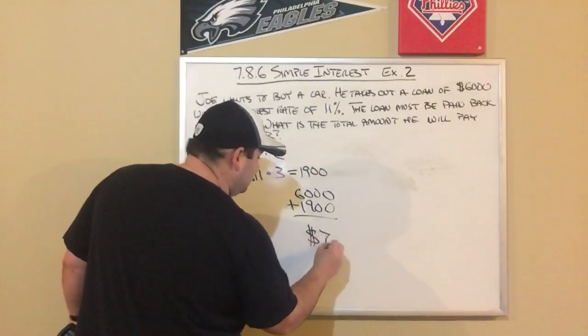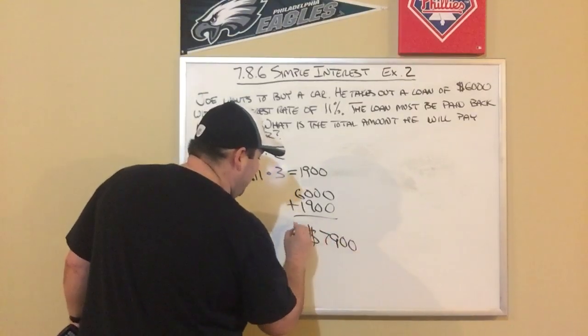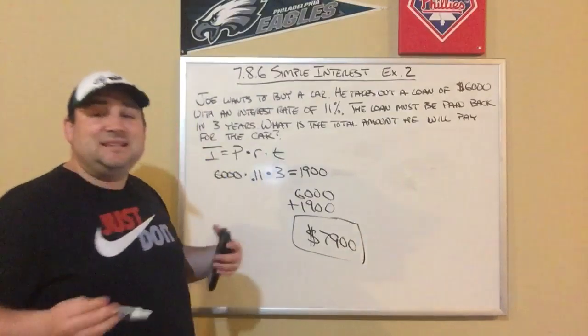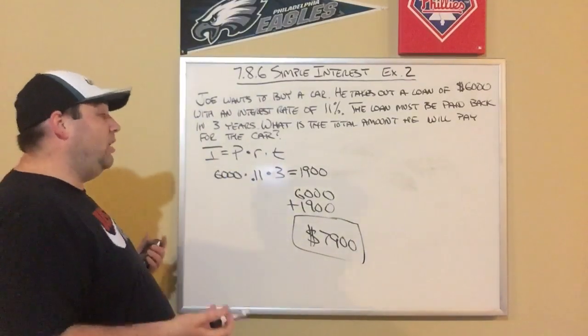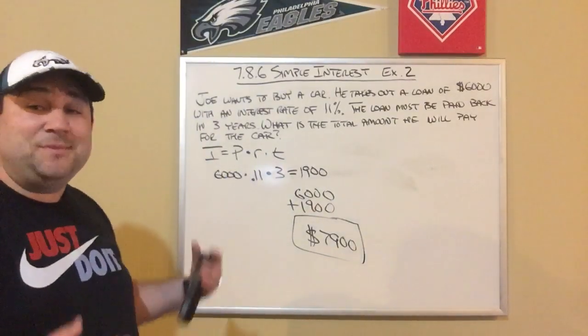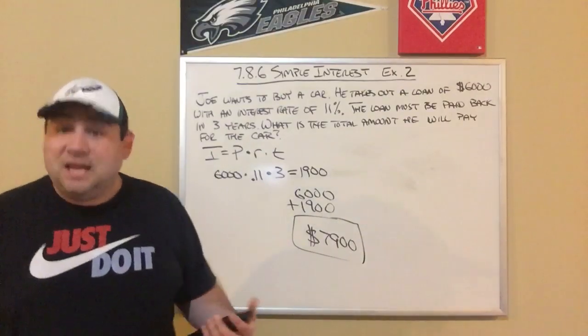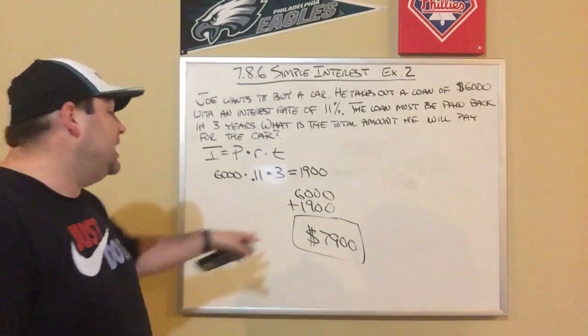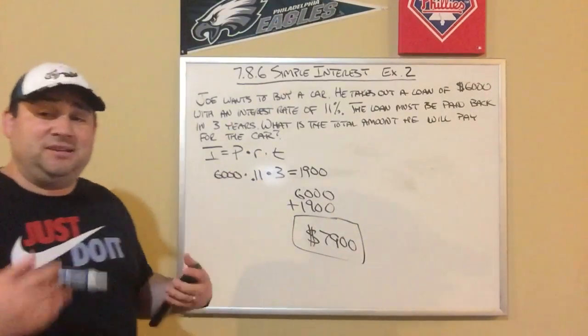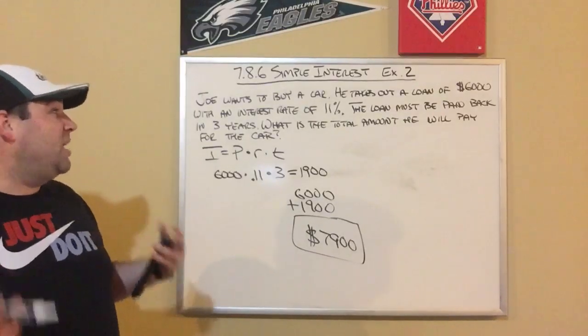And our final answer is he's going to pay $7,900 for that car. Even though it only cost $6,000, because he didn't have that amount of money, he had to borrow and pay interest. He's going to pay $7,900 for the car. All right, that's example 2.